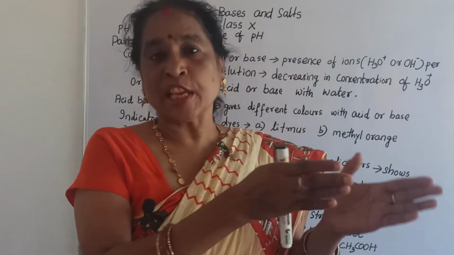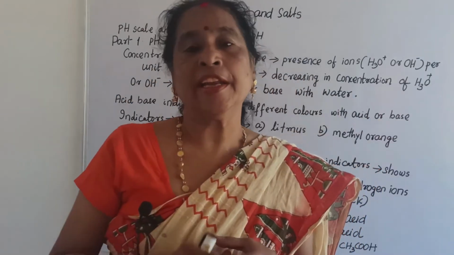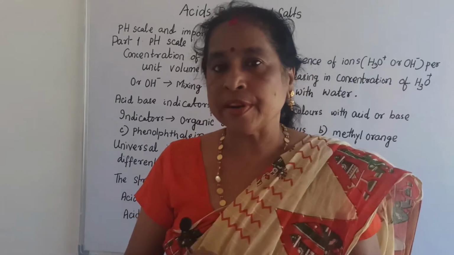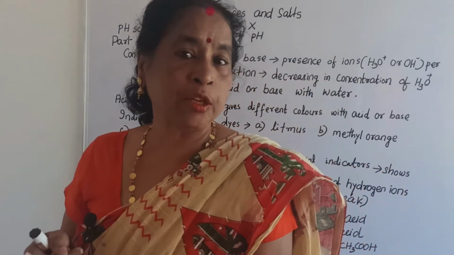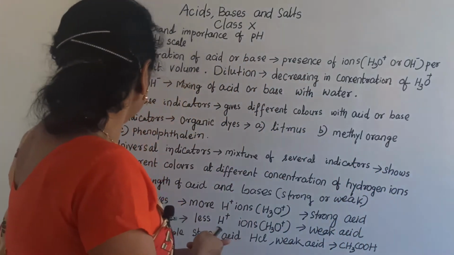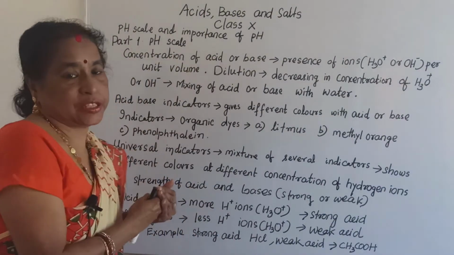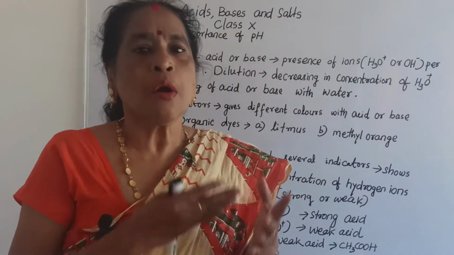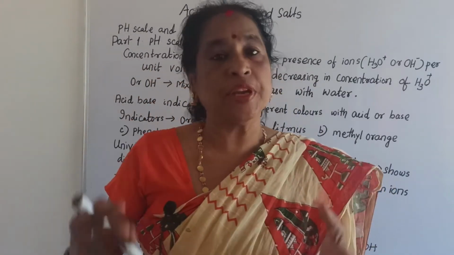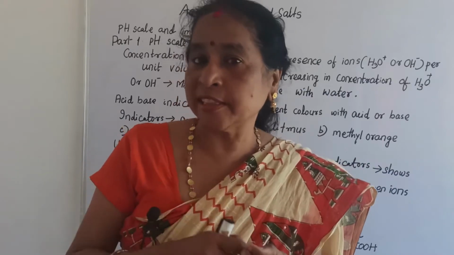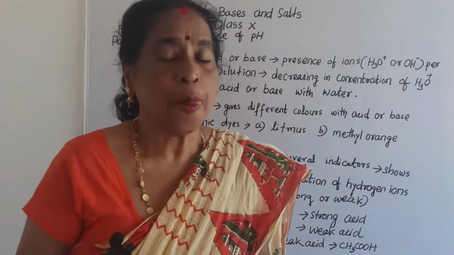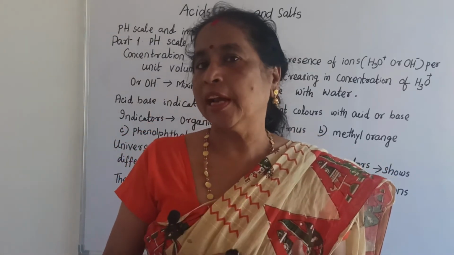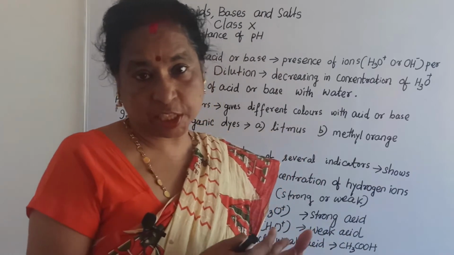Color changes, that means the universal indicator shows different colors at different concentrations of hydrogen ions. So, the strength of acid and base. What is meant by strength of acid and base? I also told what is a strong acid and what is a weak acid. Until now you only know examples of strong and weak acids, but how they are known as strong and weak, we will clear in the 11th class chemistry chapter.